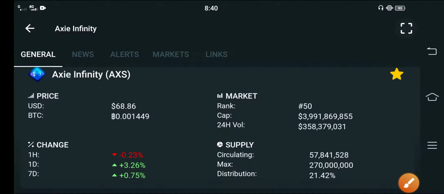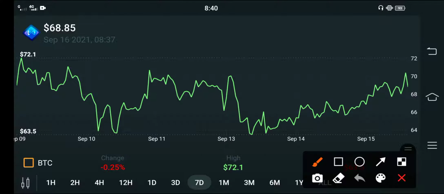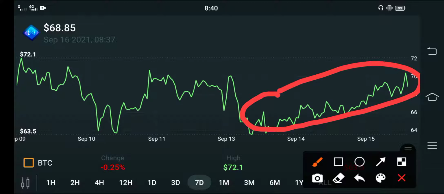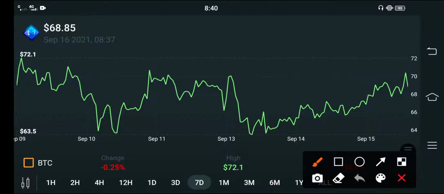Let me show you the price chart of AXS Infinity. You can see here, guys, absolutely very good jumps by AXS Infinity. But just look here, if we look at the price chart of AXS Infinity, sometimes the price jumps, dumps, jumps, dumps. That is the roadmap of AXS Infinity. You can see here the same like that.